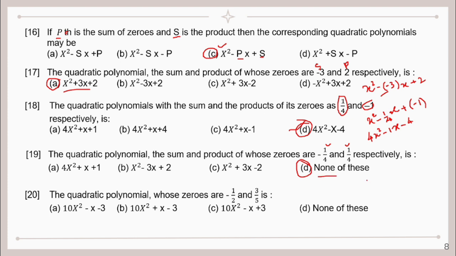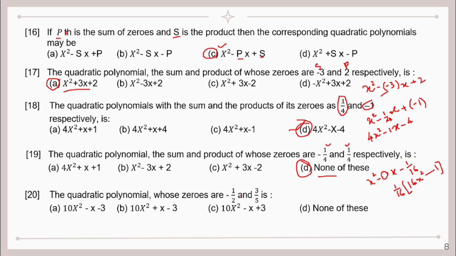Then what will be the correct equation? X square minus, when you sum it, minus 1 by 4 plus 1 by 4, 0x. And product will be minus into plus minus, 1 into 1, 1 by 16. So this is the quadratic polynomial. So when you take 1 by 16 common, this will become 16x square minus 1. As this is not available here, none of the options is correct.